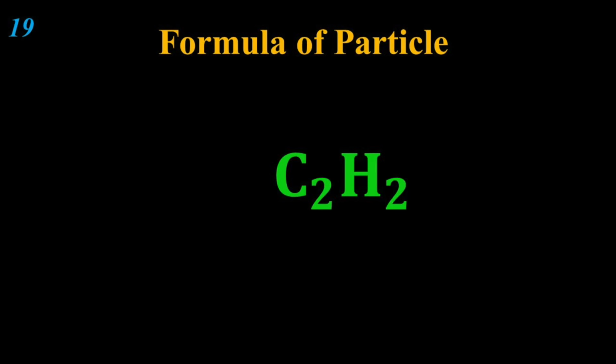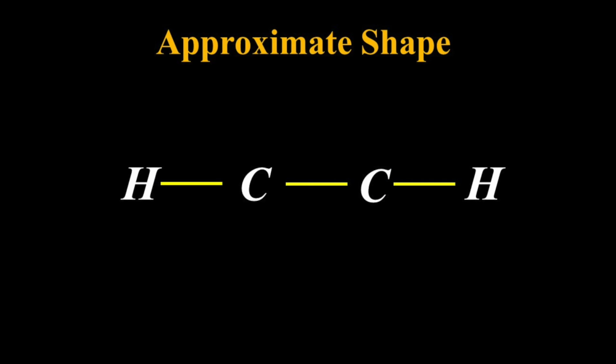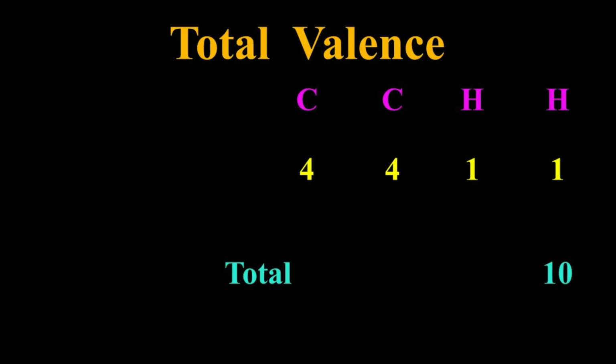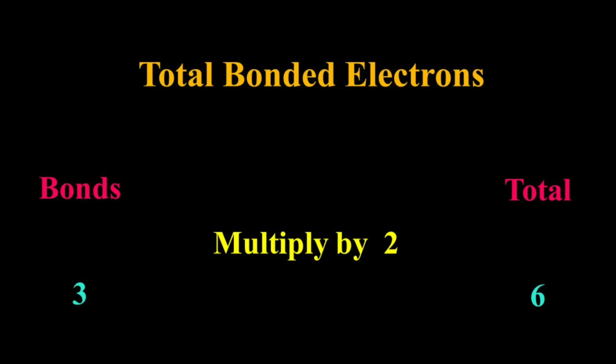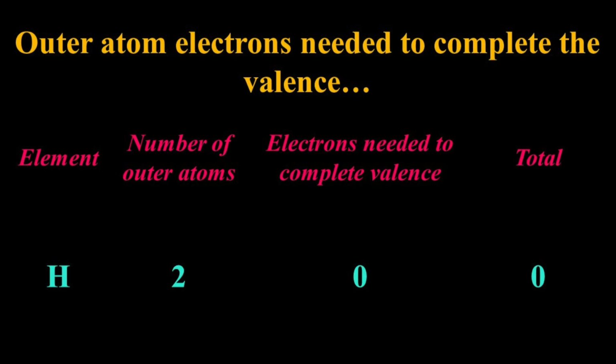Now, C2H2. You have 3 bonds, HCCH. You have 4, 4, 1, 1, which is 10 total electrons. And you have 3 times 2 is 6.